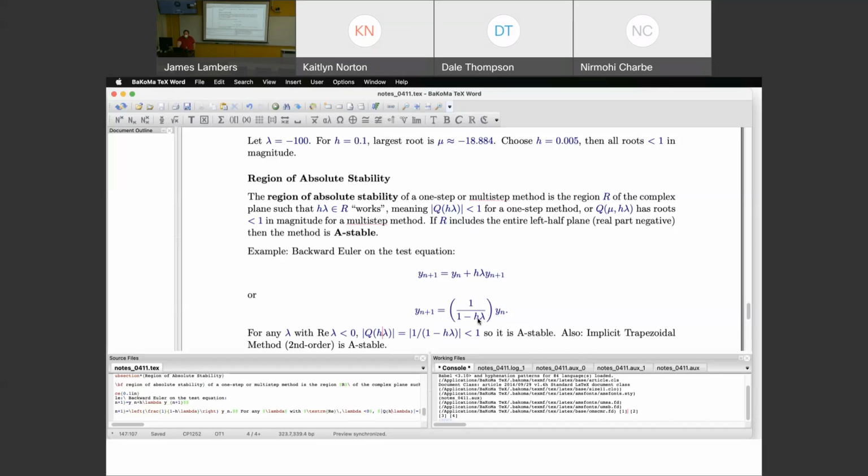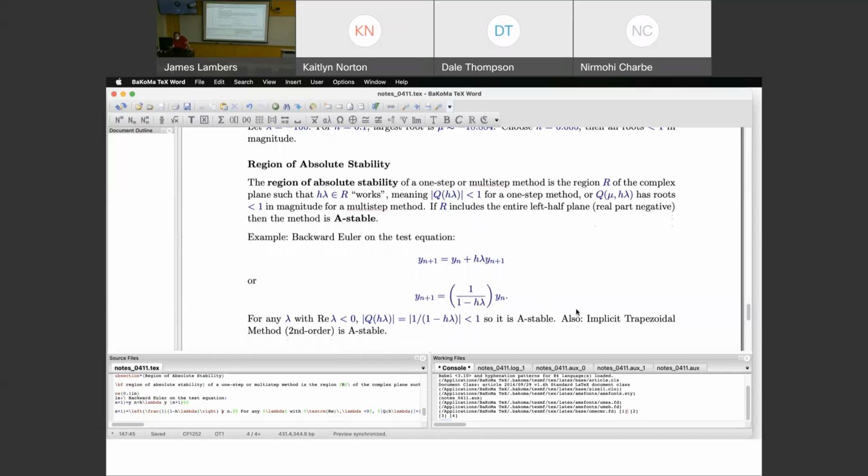But lambda has a negative real part. So the real part of the denominator is going to be greater than 1, a positive number greater than 1. That means this complex number, 1 over 1 minus h lambda, will always be less than 1 in magnitude. So this method is also called unconditionally stable. In this case, it's an A-stable method. Its region of absolute stability includes the entire left half of the complex plane.